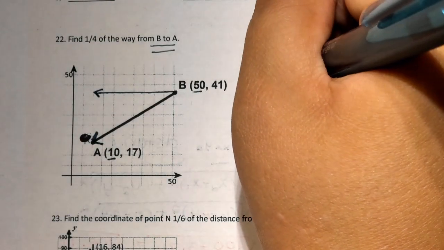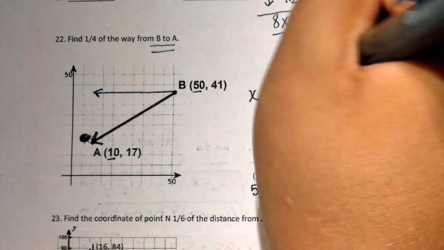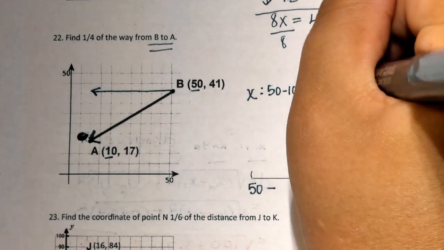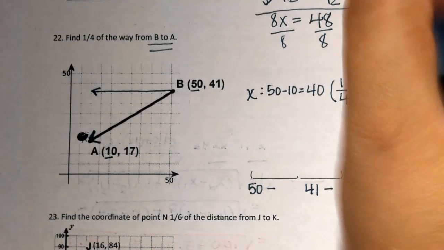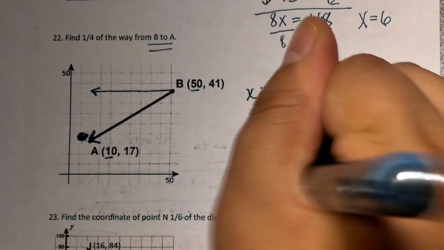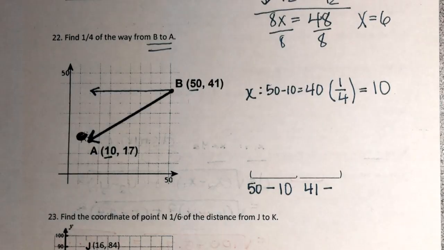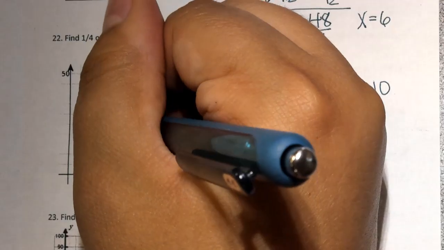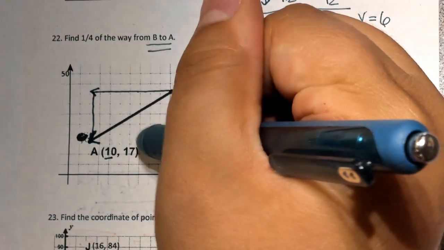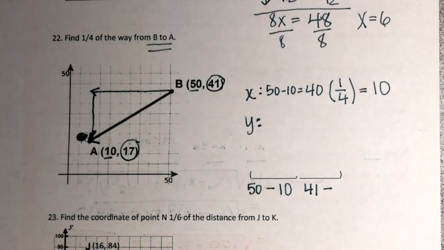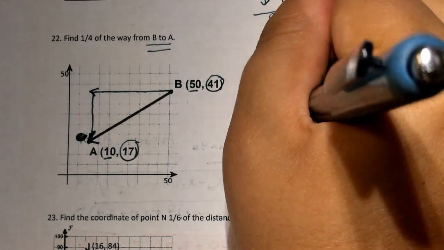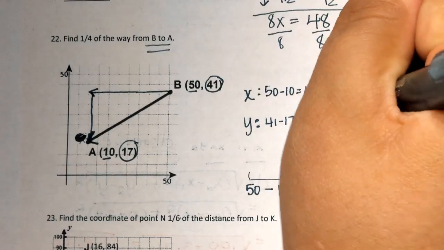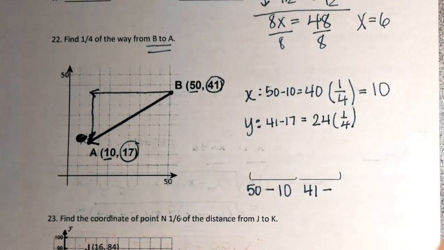40. 50 minus 10 is 40. And what do I have to do with that 40? 1/4. So that's 10. That's going to go with my x. For my y, how far down am I going to have to go if I was at 41 and I end up at 17? 24. And what is 1/4 of that?